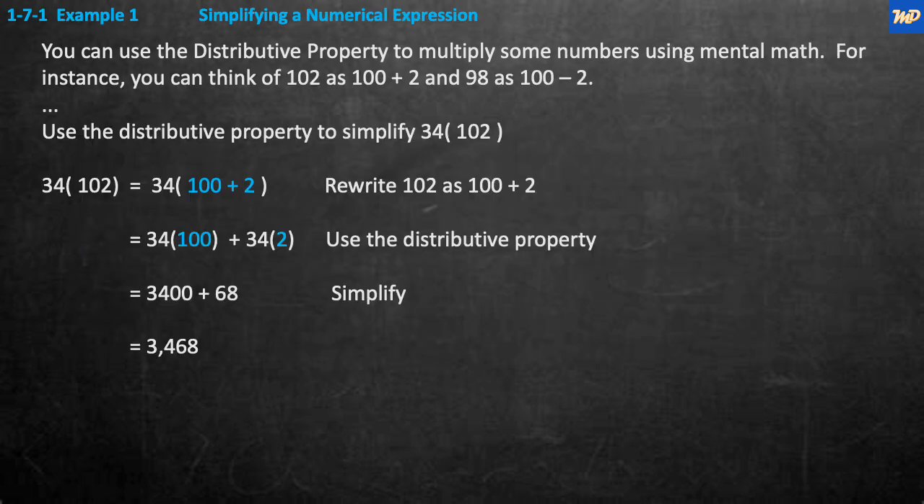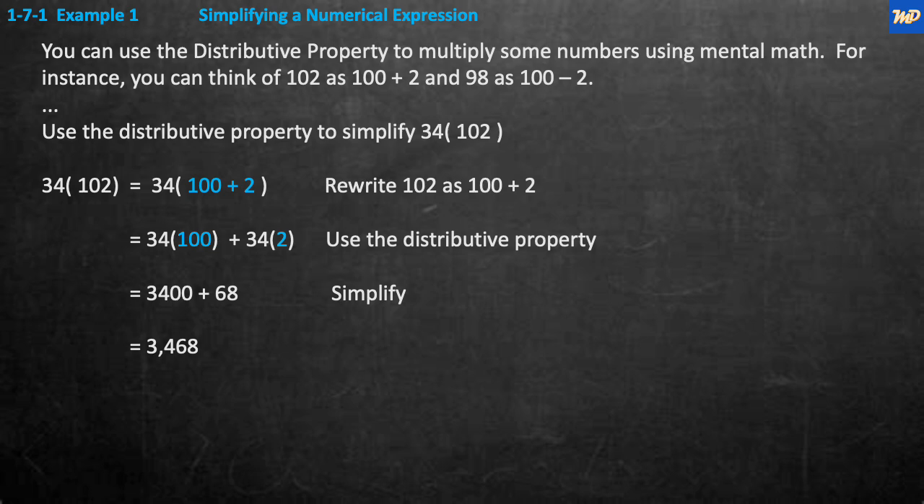Okay, example 1, simplifying a numerical expression. You can use the distributive property to multiply some numbers using mental math. For instance, you can think of 102 as 100 plus 2, or you could think of 98 as 100 minus 2. So you kind of get the picture there. An example of that: use the distributive property to simplify 34 times 102.